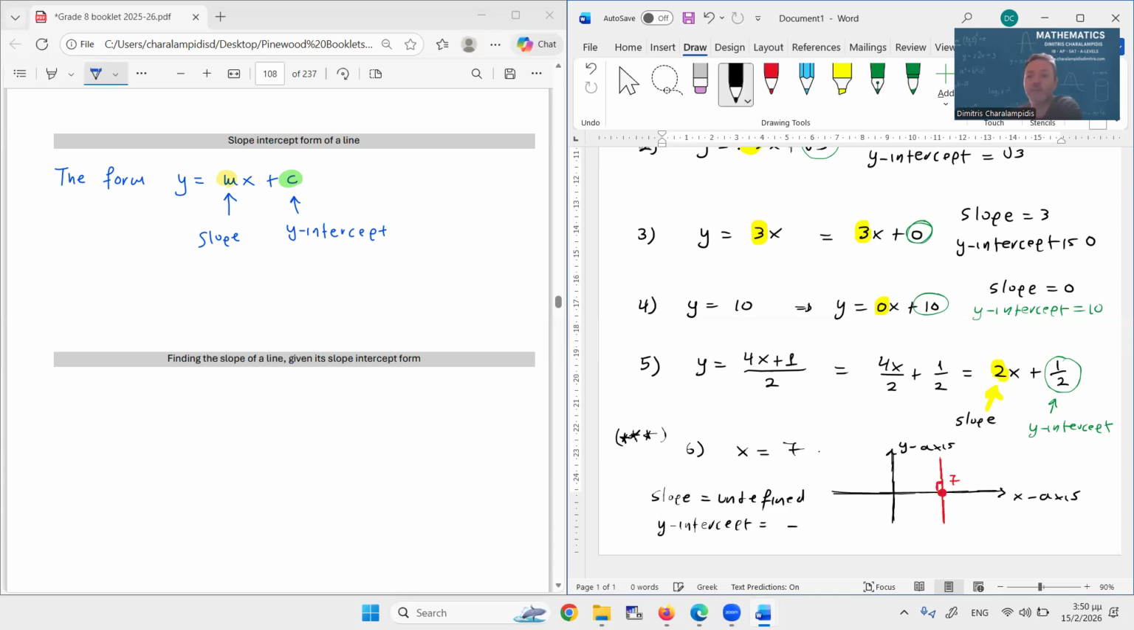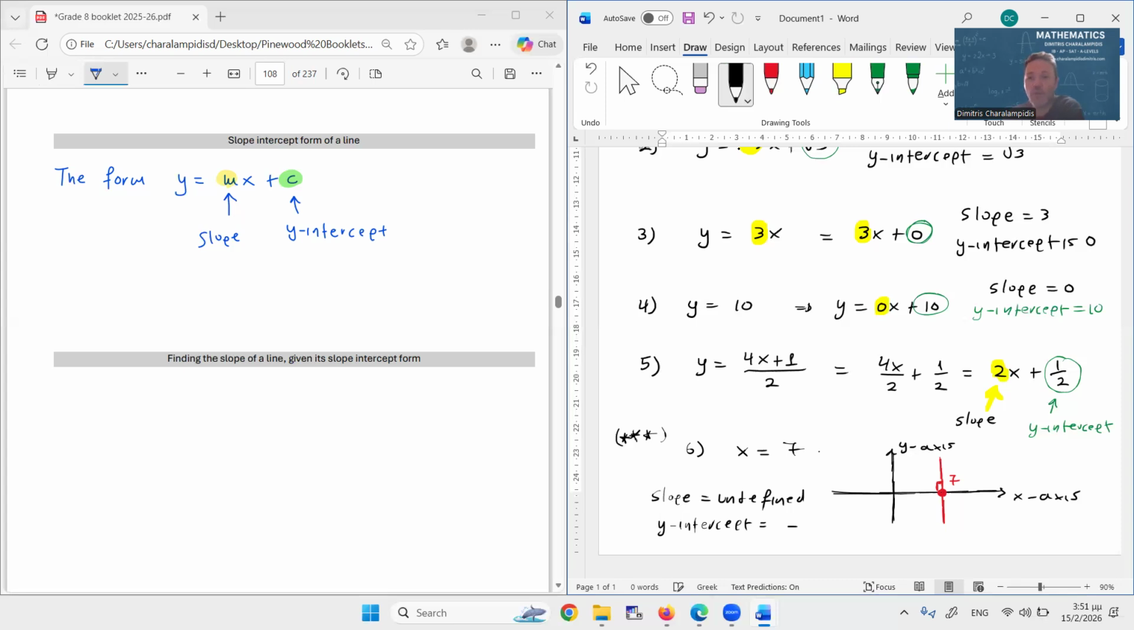But this is something special. For now, I just want you to know the basics. Y equals something x plus something different. You should know that the coefficient of x is the slope and the constant is the y-intercept. And of course, be able to manipulate some strange cases like y equals 5x or y equals 10 or the fifth case of a fraction. That was part A.